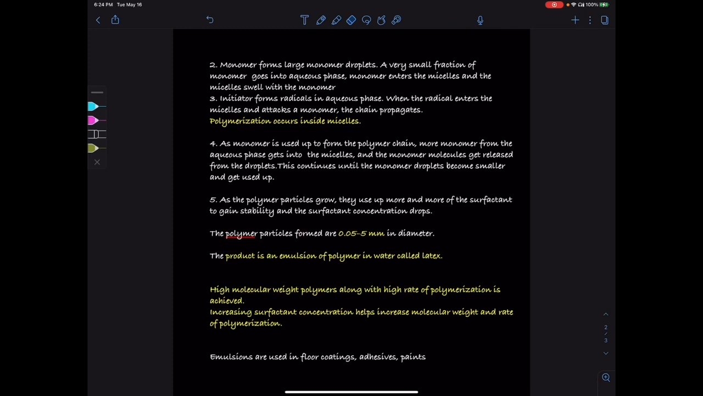We can get high molecular weight polymers along with a high rate of polymerization in emulsion polymerization. And increasing the surfactant concentration is one way to increase the molecular weight and rate of polymerization. Emulsions formed this way are used in floor coatings, adhesives, paints, and so on.